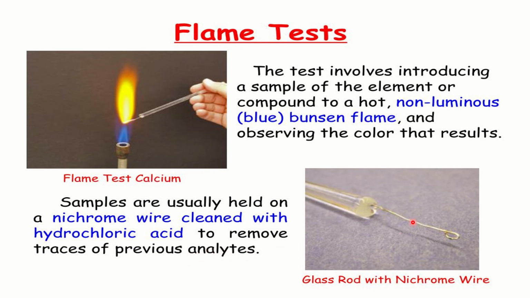Look, this is nichrome wire. Instead of nichrome wire, platinum wire also can be used. Nichrome is an alloy of nickel and chromium. This is the flame test of calcium atom. Here the brick red colored flame is produced.